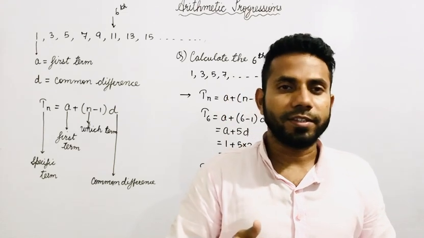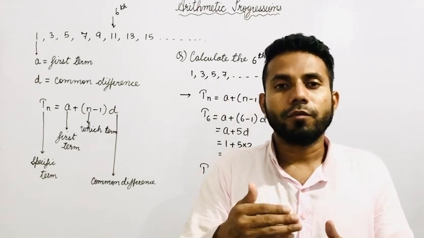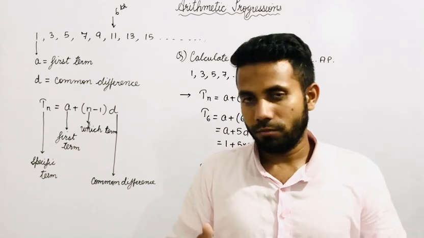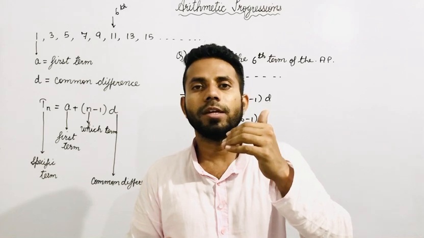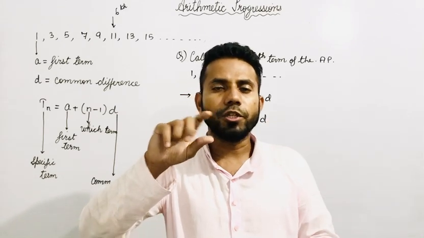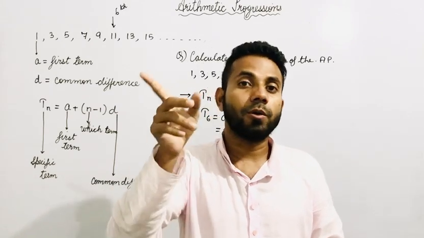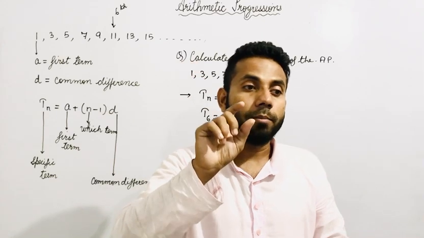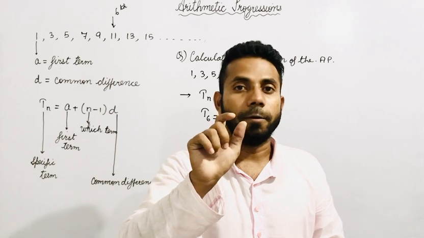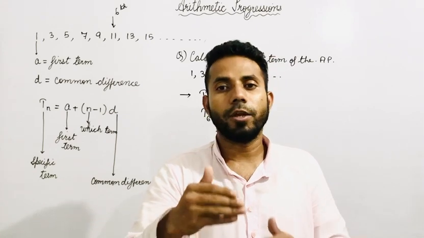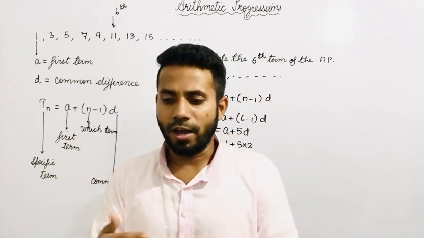For example, if I say which term of the AP is 24? An AP is given to you and it has been asked which term of the AP is 24. So which number is it asking about? It is asking about 24. So the number about which it asks becomes the Tn, and from the AP you can get the values of A and D as well.